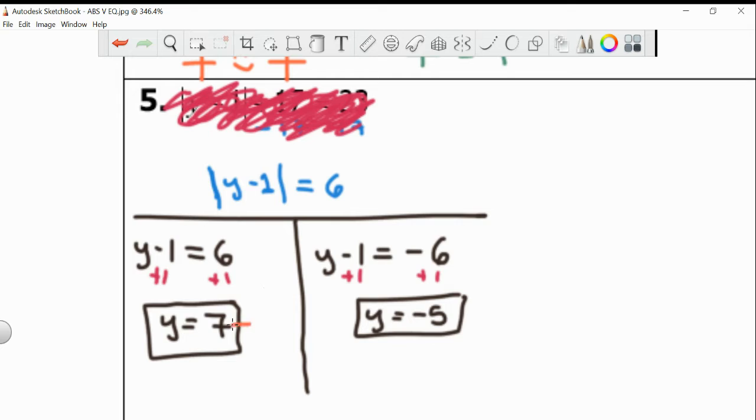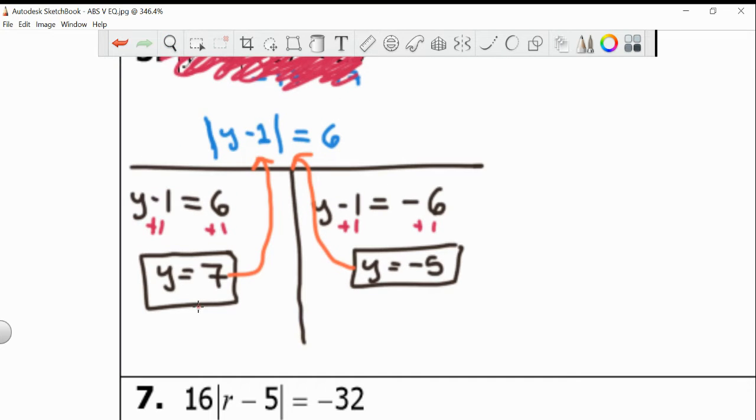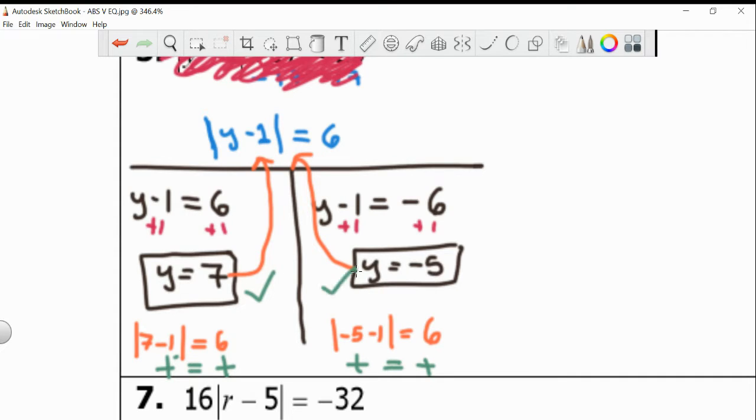And again, we kind of need to check for our extraneous answers. I like this T-chart because I know that I need to plug these answers into the equation that's right on top of the T-chart. And so I'm going to get the absolute value of 7 minus 1 equals 6. Absolute value of negative 5 minus 1 equals 6. And again, I kind of like to use the positive versus negative way of checking my answers. I know this side's positive. I know this side's positive. And so I'm happy. I know this side's positive. I know this side's positive. And so I'm happy. So both these answers work.